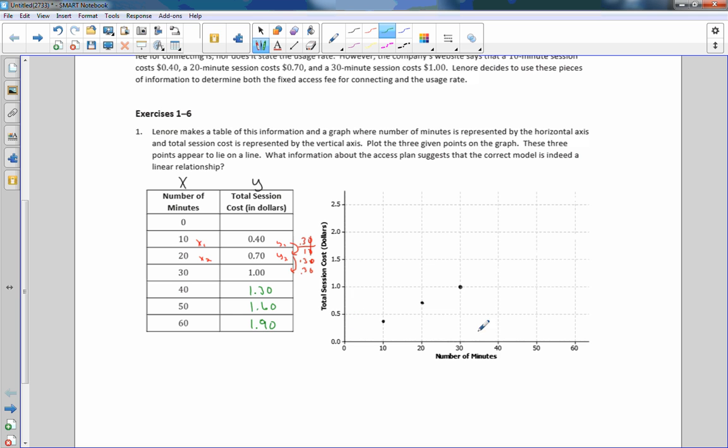So at 40, we're at $1.30, which is a little more than $1.25, or right here. At 50, we're at $1.50 plus another 10 cents, which is maybe right about here. And then finally at 60, we're up at $1.90, which is approaching $2. So it's still looking pretty linear here with respect to those first 3 points we graphed.